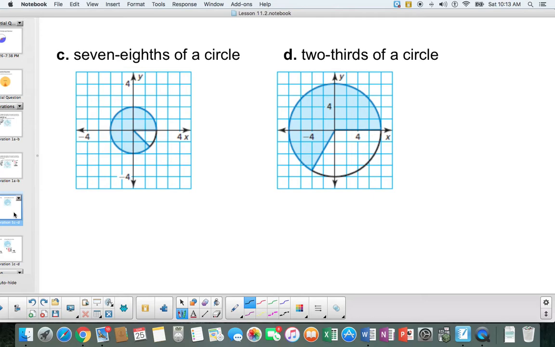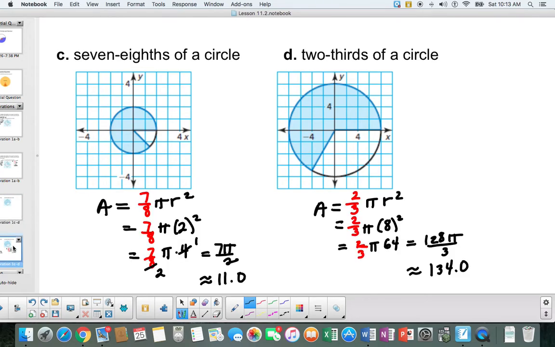We can do this with 7/8 and we can do this with 2/3. The method is very much the same. Take a look at this. All you do is find the area of the circle and just take the portion that you want, 7/8. And you're going to be working with fractions a little bit. And here's the answer, 11.0 square units. Here is 2/3, and here is the answer, the approximation.